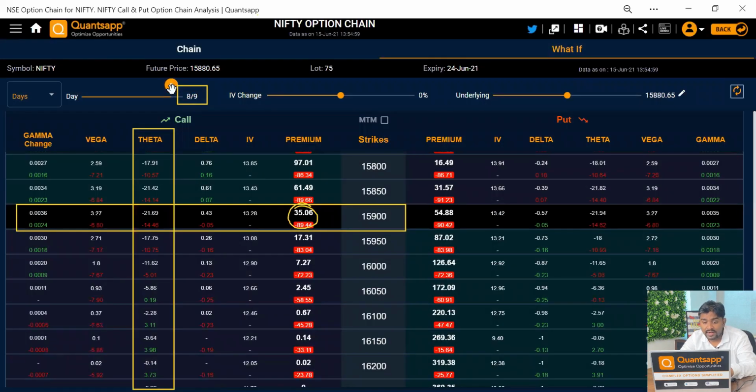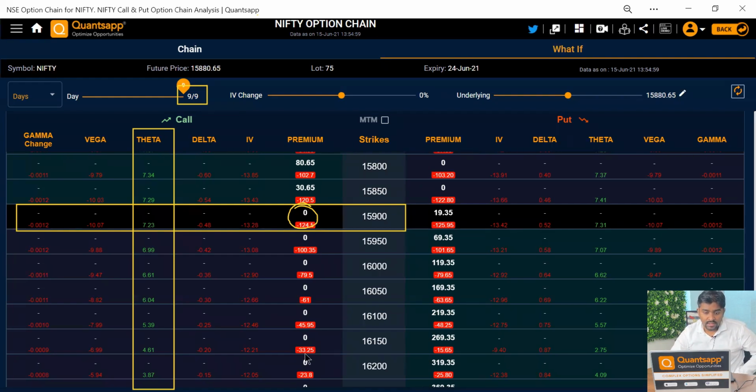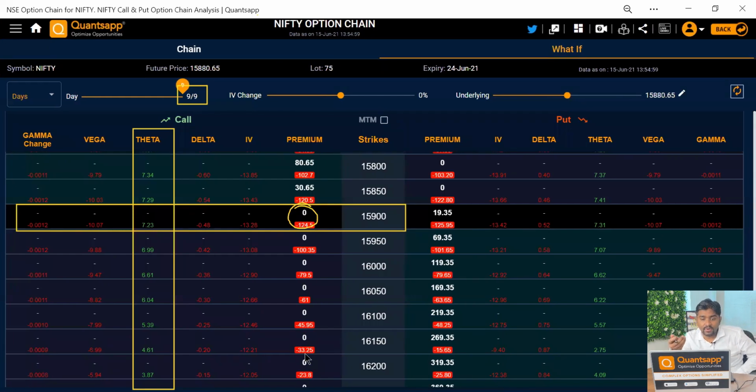Now if the market does not reach 15,900, what will happen? This option premium will become 0. So a premium of 120, 124 rupees, all these strike prices will have lost all their time value. Now if the market closes above 15,800, this particular strike price retains some intrinsic value. That's why this has a value.